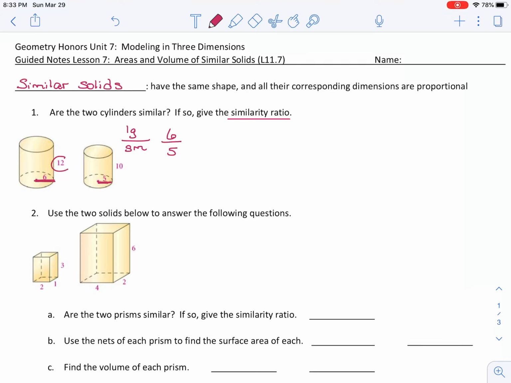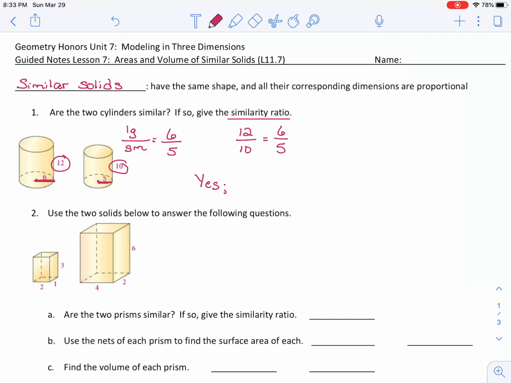So I need to pick a different number from the large cylinder. There's only one other one, the height. And I'm going to put it over the corresponding part of the small cylinder, the height. Now the first fraction was already reduced, so I just left it as is. This one, both 12 and 10 can be divided by 2, which means they both turn out to have a ratio of 6:5.